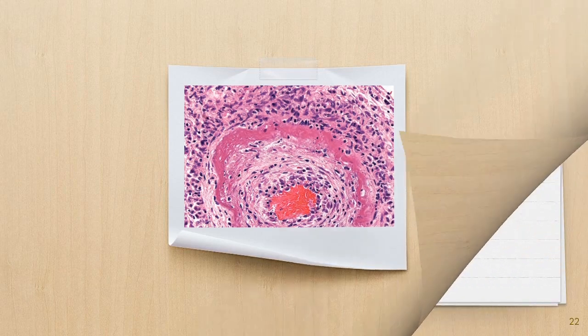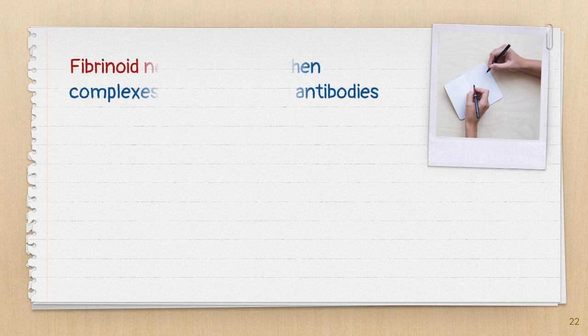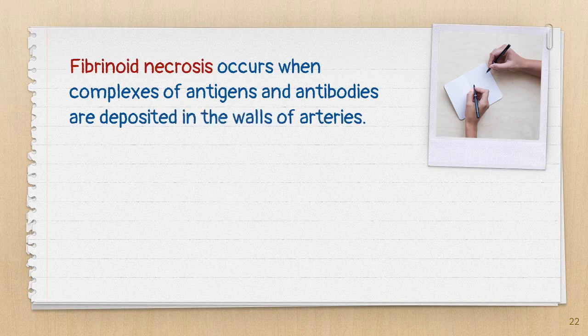Fibrinoid necrosis in an artery. So what is fibrinoid necrosis? It is a later form of necrosis, and it is usually seen in immune reactions involving the blood vessels.